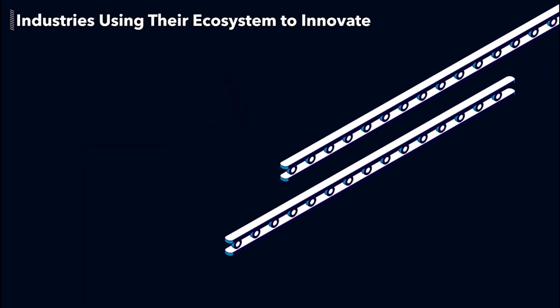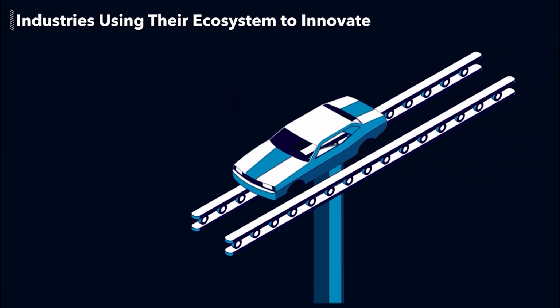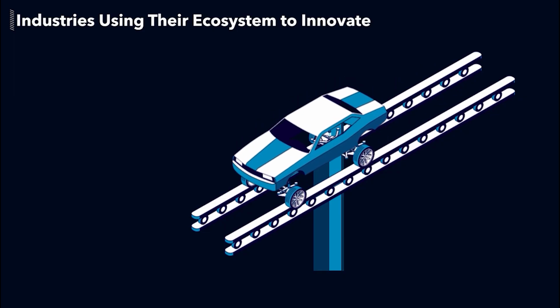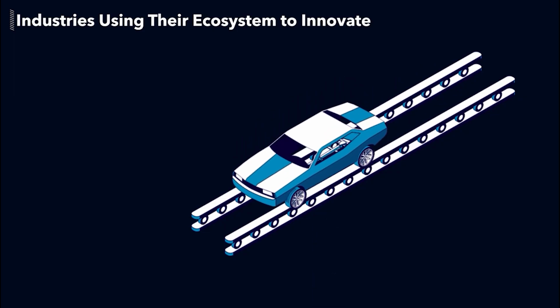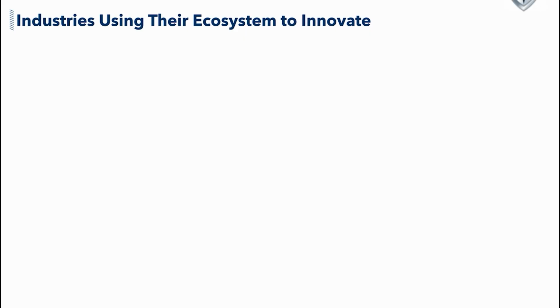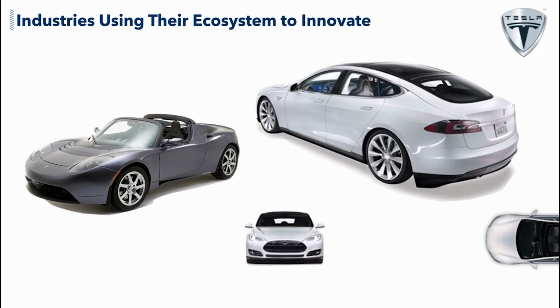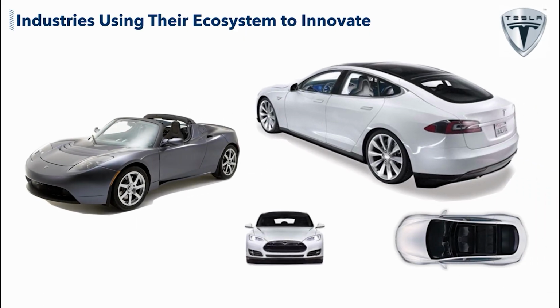Finally, another sector that uses the ecosystem to innovate is the automobile sector. Car manufacturers are known as aggregators. They integrate parts from various suppliers to create a substantial product. Let's take a look at Tesla, one of the most innovative car manufacturers in the world. Tesla is recognized for working with its ecosystem.